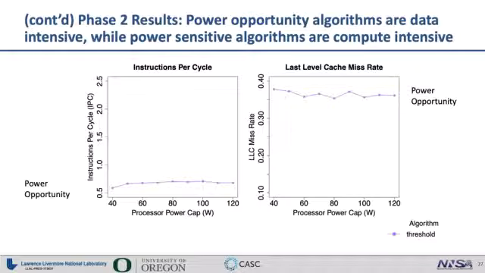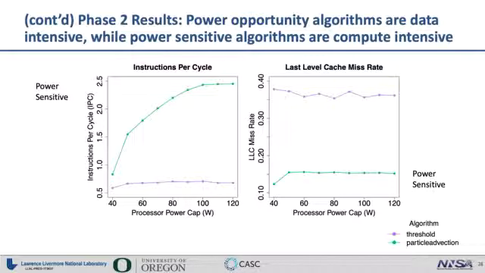So first we're going to look at the metrics for the threshold algorithm, which is a power opportunity algorithm. So for this algorithm, we saw that it had a very low instructions per cycle, which is indicative that it's more memory-bound. And upon looking at the miss rate in the last level cache, we see that its miss rate is very high. And this makes sense because it's not able to execute as many instructions per cycle because it's waiting on memory requests to be satisfied and brought into the caching infrastructure.